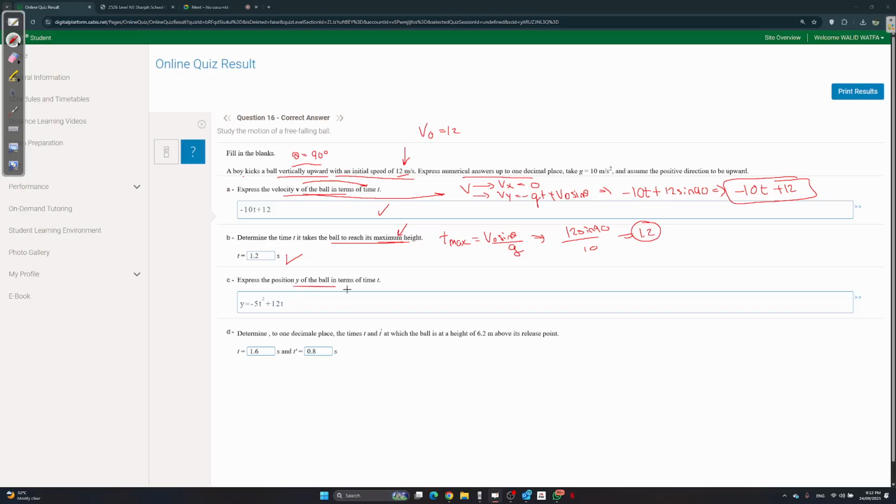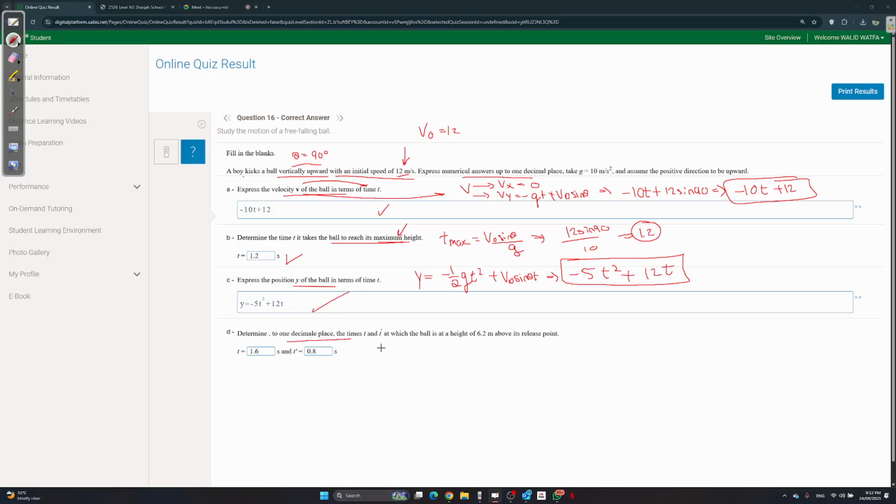Express the position y in terms of t. What's the formula for the position y? It's minus half g t squared plus V node sine theta t. So it's going to be minus 5t squared, because minus half times 10 is minus 5, plus V node sine theta, so 12. Sine 90 is just 1, so there's no need to write it, so 12t.